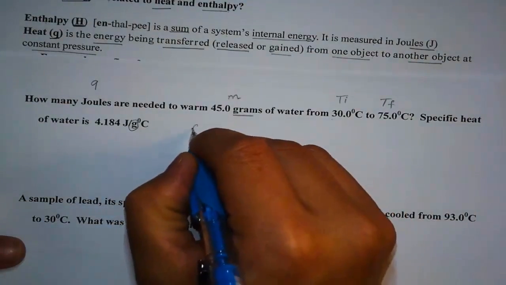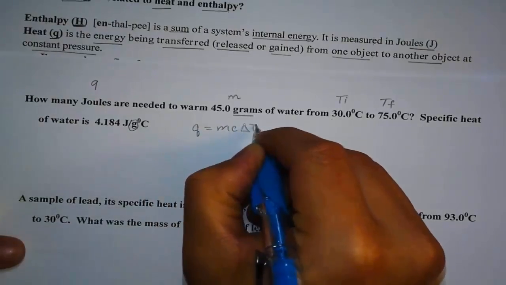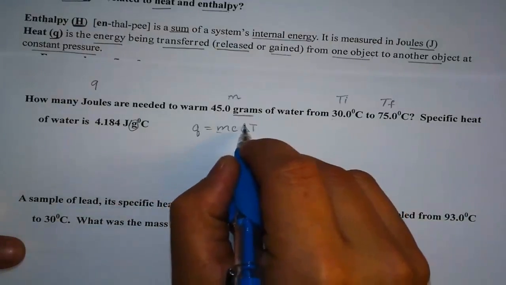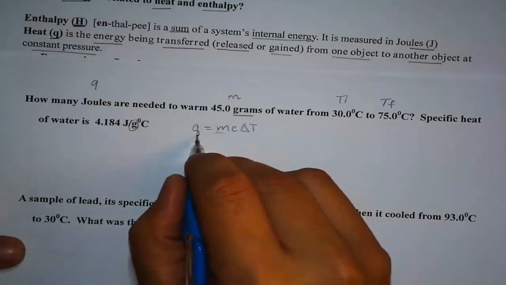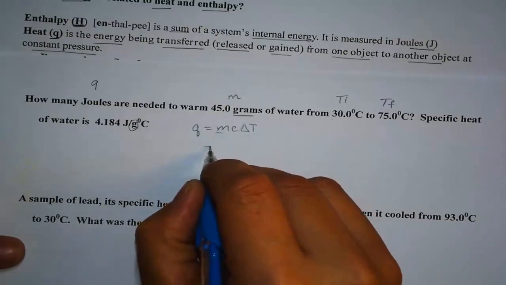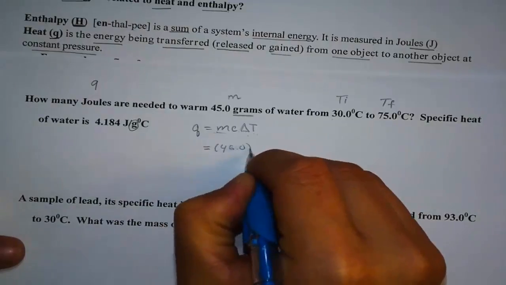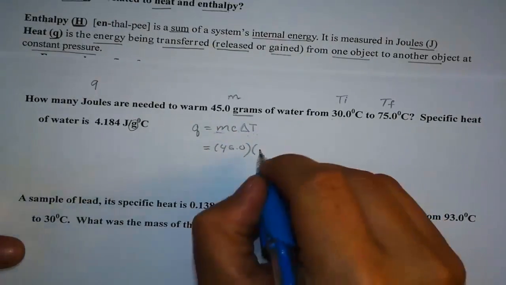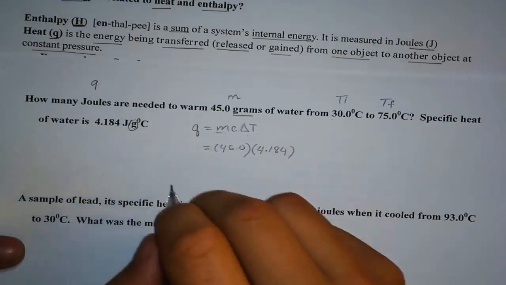Now let's use the equation. We know that Q equals M C delta T. And one way you can remember this is MCAT. Think of the delta, it looks like the letter A, doesn't it? So we call this MCAT. Q equals MCAT. So in this case, your mass is 45.0. And notice how I don't put the unit there. And my specific heat capacity is 4.184. Again, I did not put the unit there.